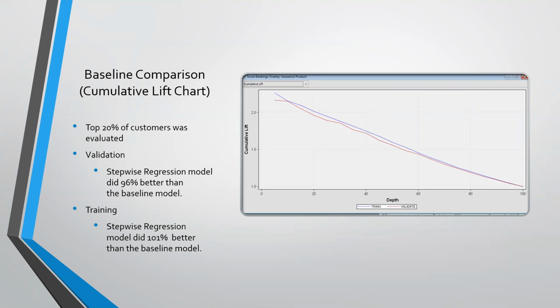Okay, and lastly, here is the cumulative lift chart. The top 20% of customers were evaluated. The stepwise regression model did 96% better than the baseline when pertaining to the validation, and the model performed 101% better than the baseline on the training.